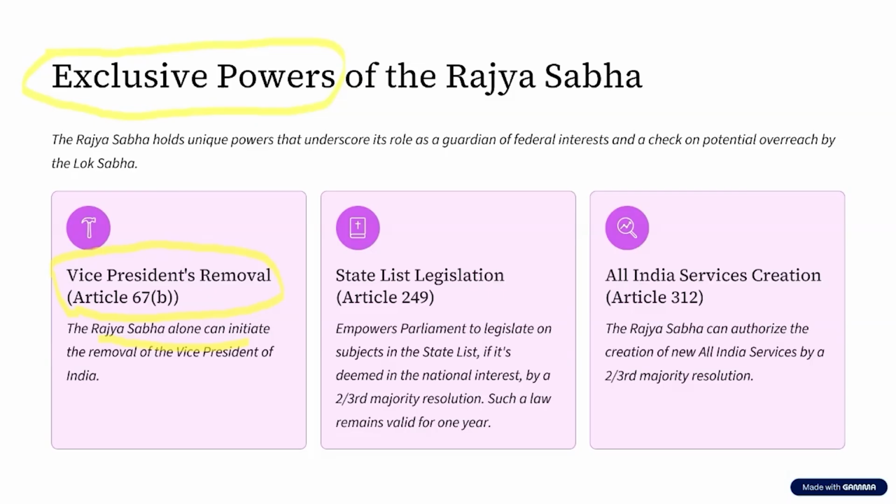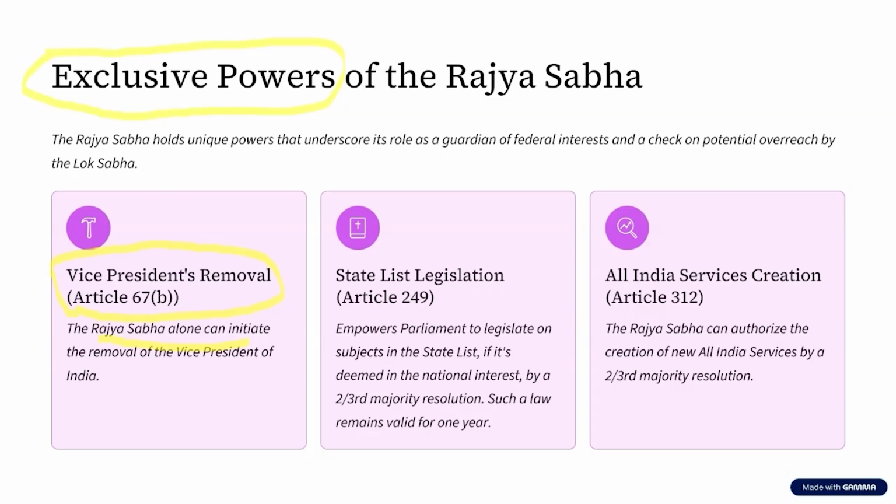Next, we also discussed in our earlier videos that as per our seventh schedule, there are three lists: the union list, the state list, and the concurrent list. So what is this union list? Only the central government can make law on this. What is the state list? Only the state government can make law on this. What is the concurrent list? Both the center and the state can make law on concurrent list subjects.